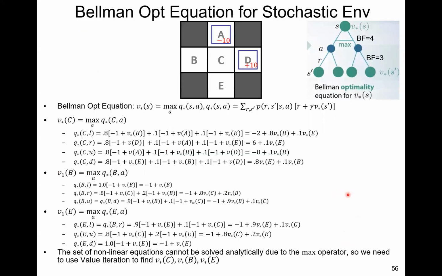For a stochastic environment, the branching factor on top from a state is still 4, corresponding to the max of the 4 Qs, and the branching factor from an action node to a state node is 3, corresponding to the 3 outcomes from taking an action from any given state.